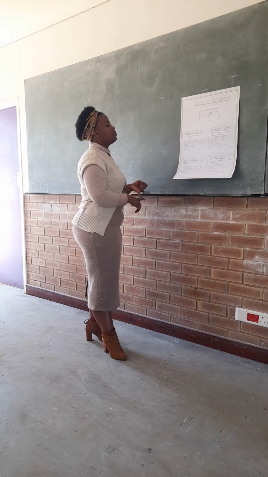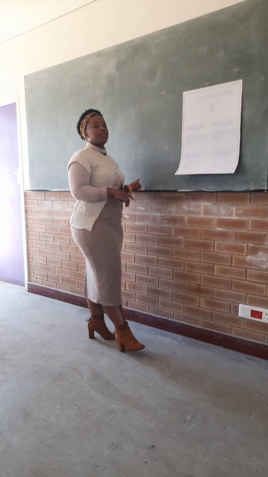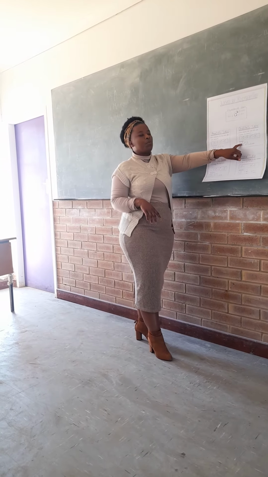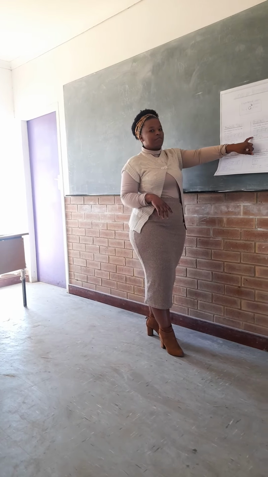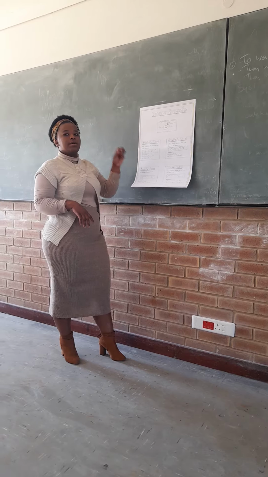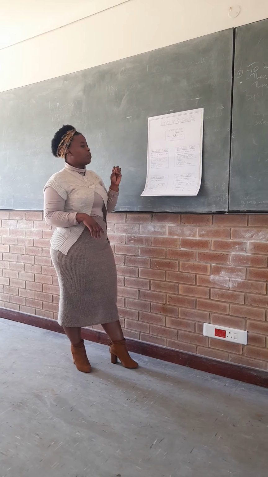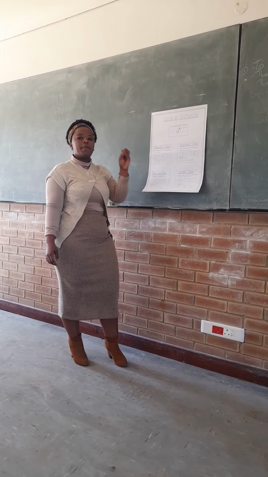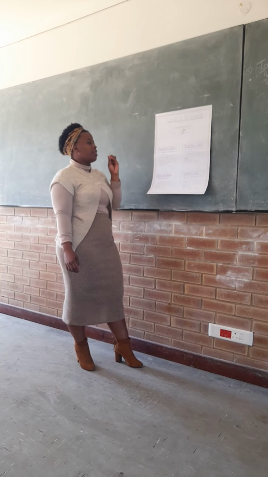I also have a few examples here. We have 3 to the exponent of 7 divided by 3 to the exponent of 5. What are we doing here? We are dividing the same base. And when we divide the same base, we have to subtract the exponents. So we're going to say 3 to the exponent of 7 minus 5. What is 7 minus 5?